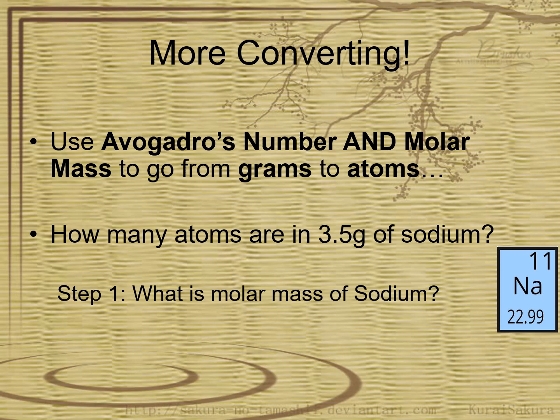All right, so let's look at a situation where we're going to use Avogadro's number and molar mass to go from grams all the way to atoms. So here's our question. How many atoms are in 3.5 grams of sodium? So we have 3.5 grams of sodium. That is what we're starting with. And we're going to go to atoms. That's what we're going to end up with. And who are we talking about? Sodium. So you're going to look on the periodic table for sodium so we can get the molar mass.